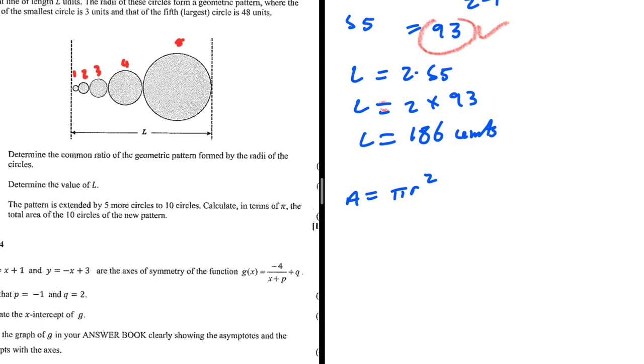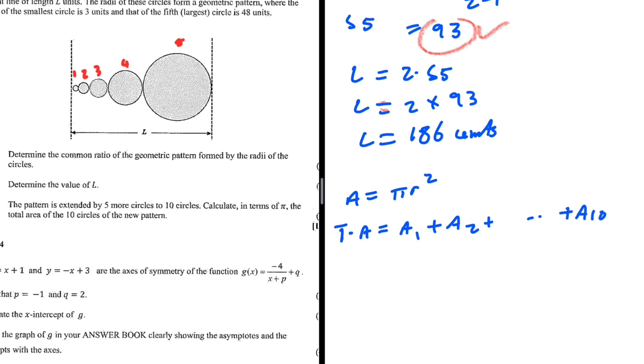So how can we go about that? Well, the total area. So let's say that the total area will be equal to the area of the first circle plus the area of the second circle up until the area of the last circle. I think we can all agree on that. That is easy to see. Well, area is pi r squared. Right, so area of the first circle plus area of the second circle up until the area of the 10th circle.